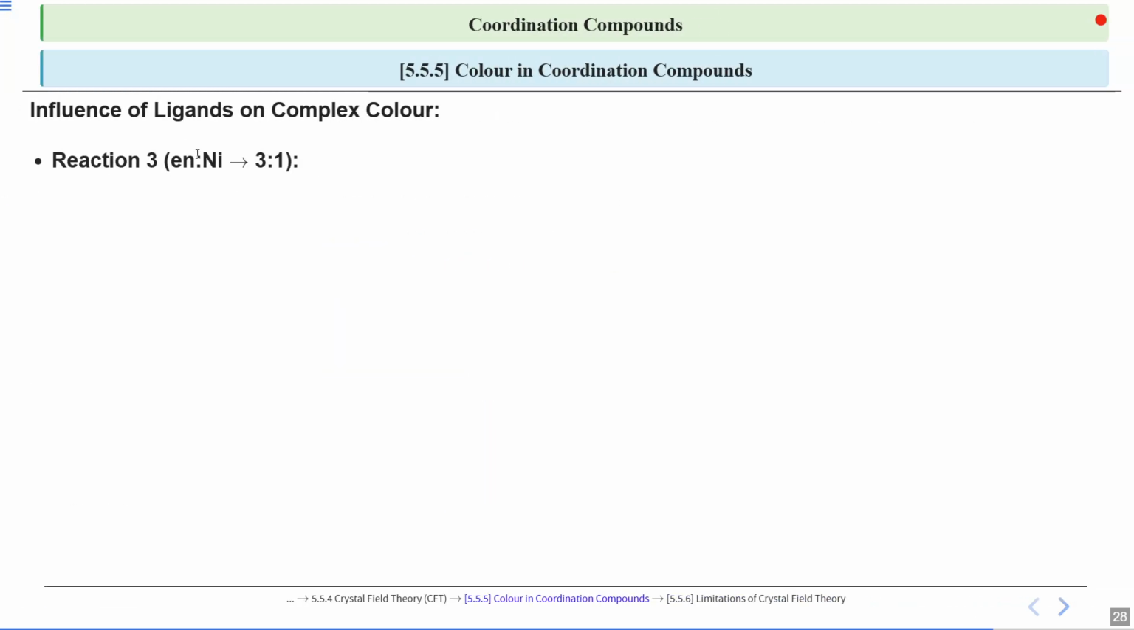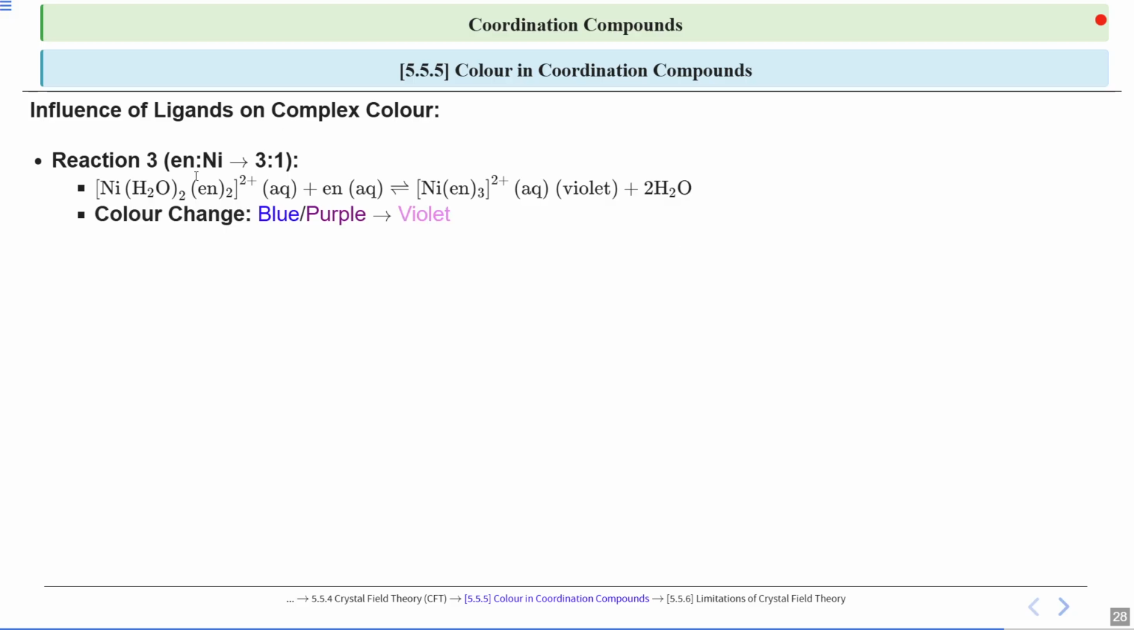Reaction 3 involves the ethane 1,2 diamine to nickel ratio of 3:1. In this complex we add one more ethane 1,2 diamine and get the final complex, nickel ethane 1,2 diamine (En) thrice, 2 positive, which is finally violet in color, and two water molecules come out of this complex. The color changes from blue or purple to violet.